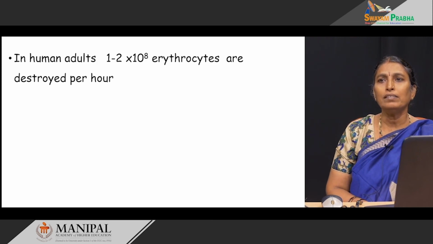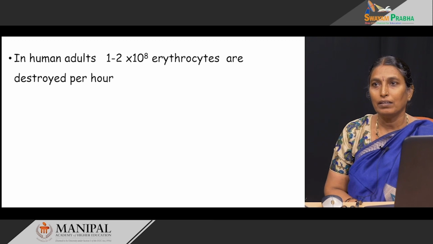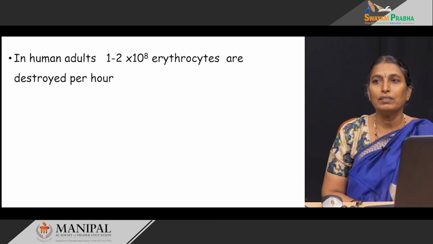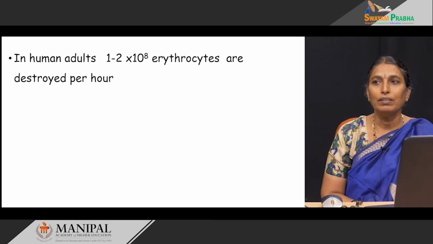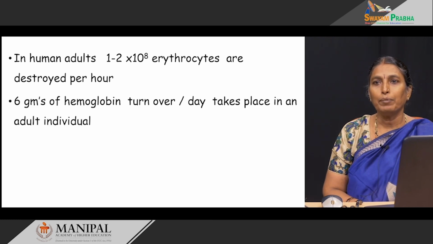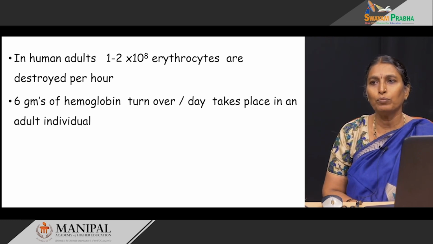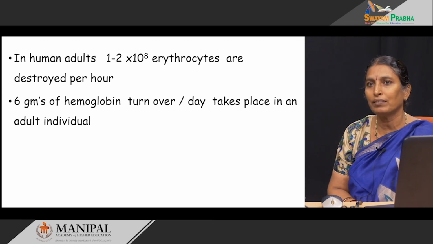In human adults, 1 to 2 times 10 to the power 8 erythrocytes are destroyed per hour. In this, 85% are old RBCs and nearly 10 to 15% are defective newly formed erythrocytes. Approximately 6 grams of hemoglobin turnover per day takes place in an adult individual.